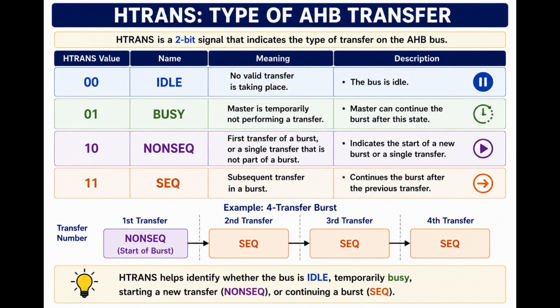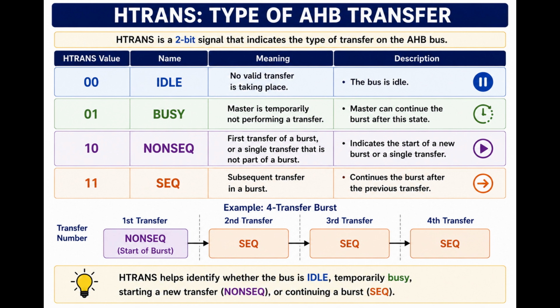HTRANS can have four different values: idle, busy, non-seq and seq. Idle means that no transfer is taking place. Busy means that the master is temporarily not transferring data, but it wants to keep the control of the bus during a burst. Non-seq indicates the first transfer of a burst or a single transfer that is not part of a sequence. Seq indicates the remaining transfers of a burst where the transfer follows the previous address in sequence.